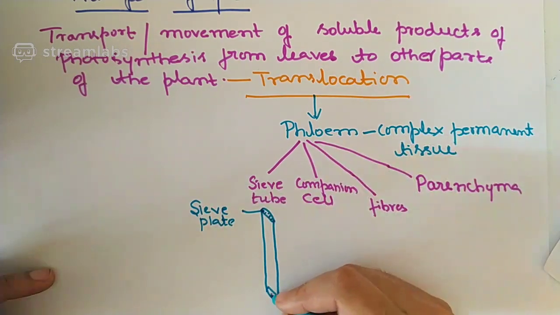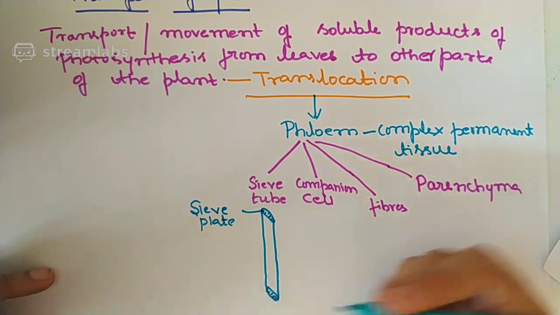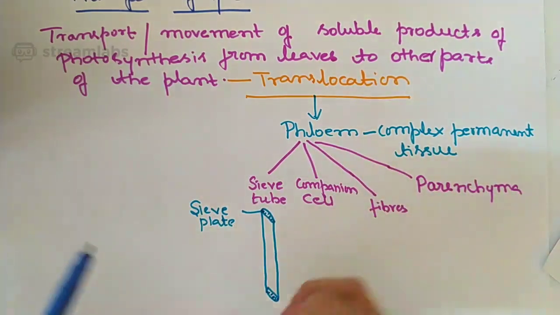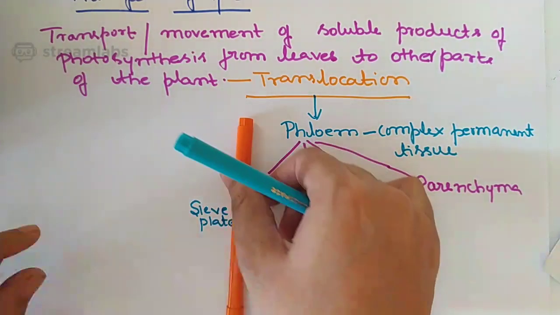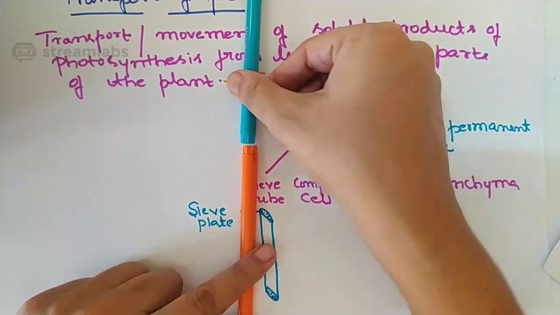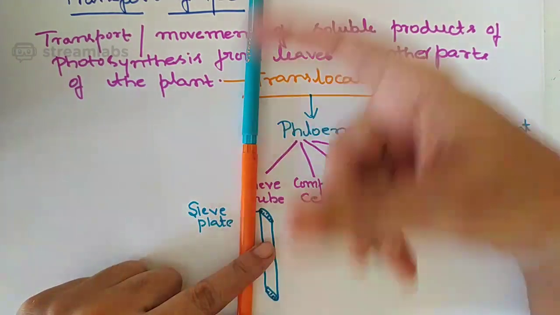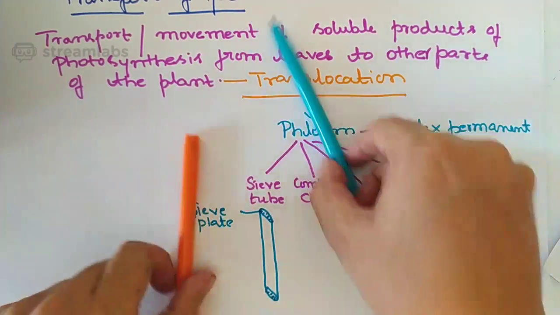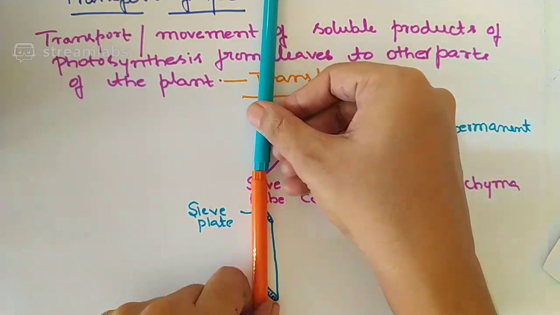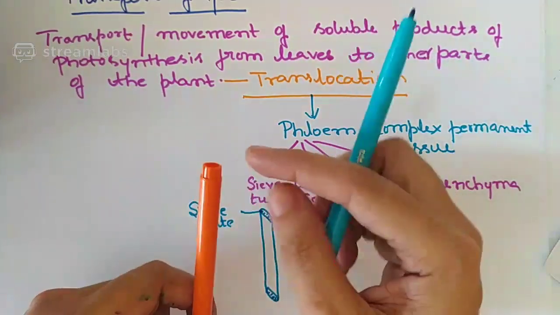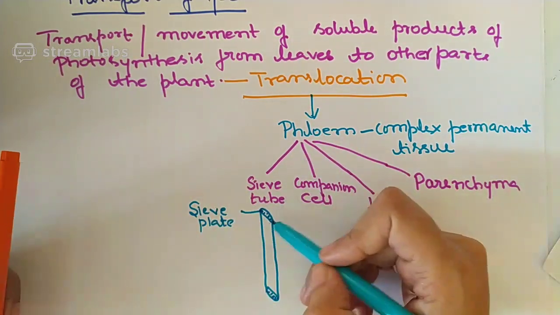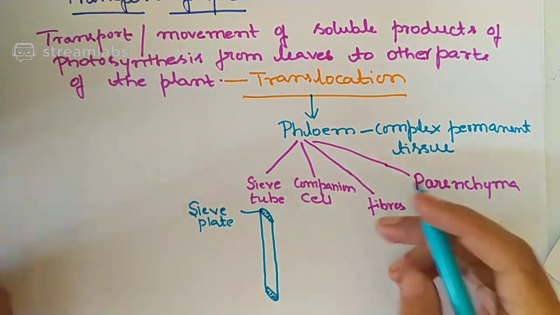What is there on the sieve plate? I am showing that dotted appearance, that is called a sieve pore. These tube-like structures are arranged one above the other, forming a continuous conducting system. This is one sieve tube and this is another sieve tube. You can imagine this end to be the sieve plate, and it has sieve pores.